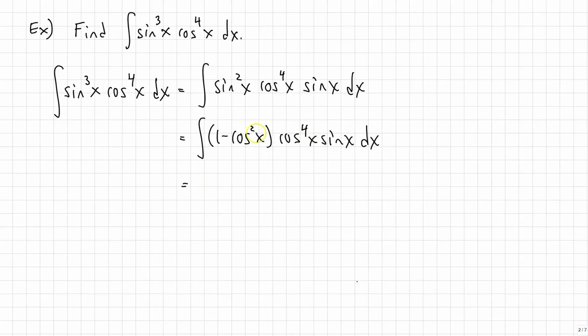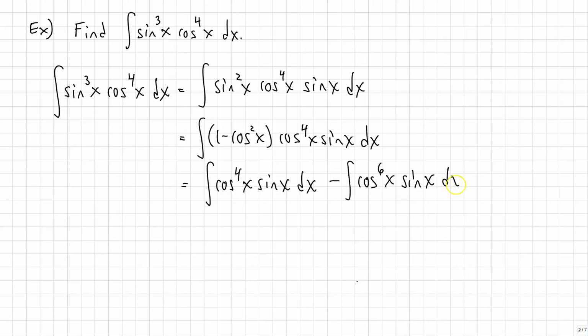And now we can distribute across that binomial and separate our integrals. So if we distribute, we'd have cosine to the fourth x times sine x, and then negative cosine squared times all of that. We'd have cosine to the sixth x sine x dx. So all I did was distribute and then separate the integrals, the antiderivatives.